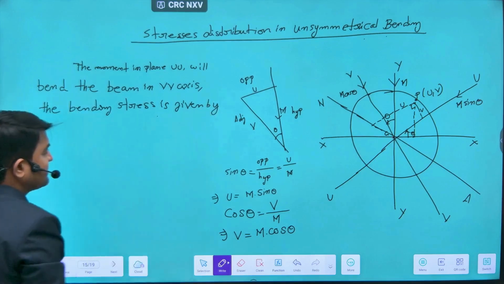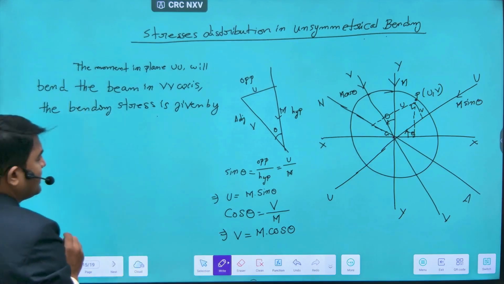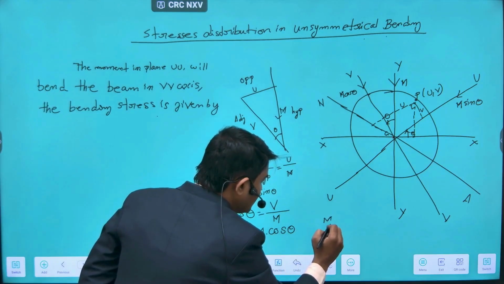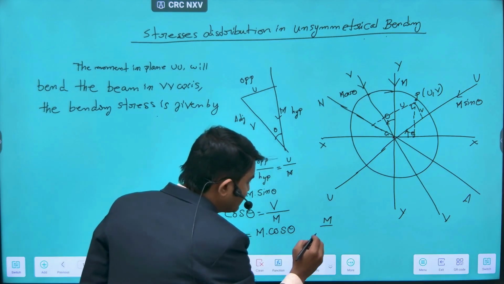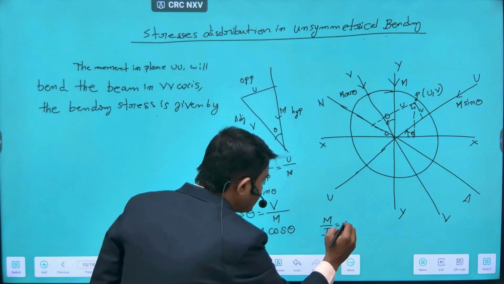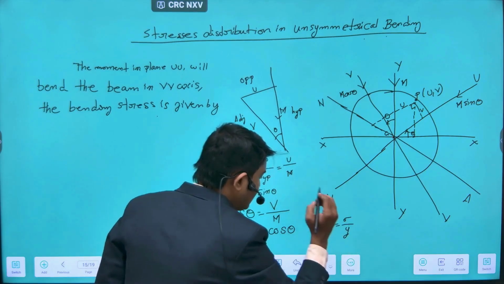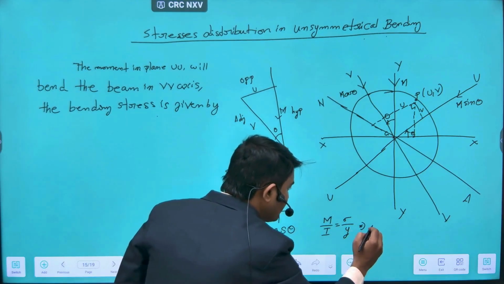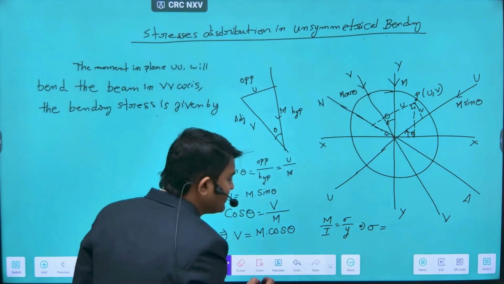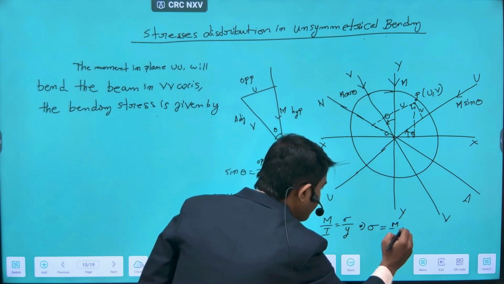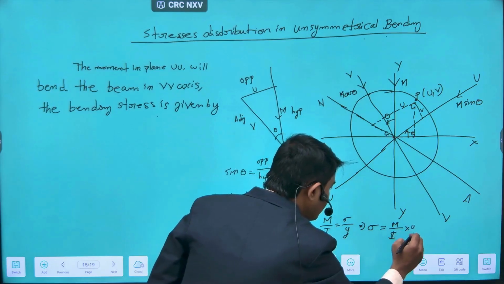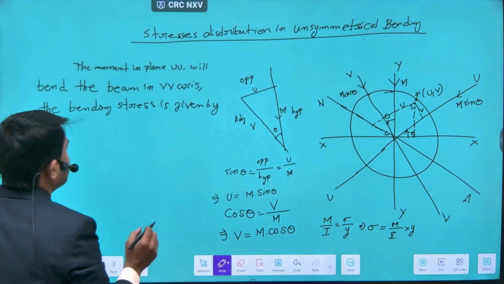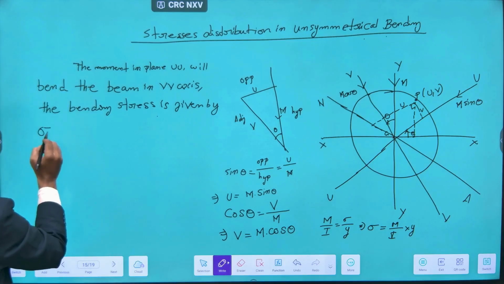the bending stress equation, which we know already from strength of materials 1. We know the derivation of bending stress also: M by I is equal to sigma by Y. Here sigma is nothing but the bending stress. So I am writing the equation in terms of sigma: sigma is equal to M by I into Y.